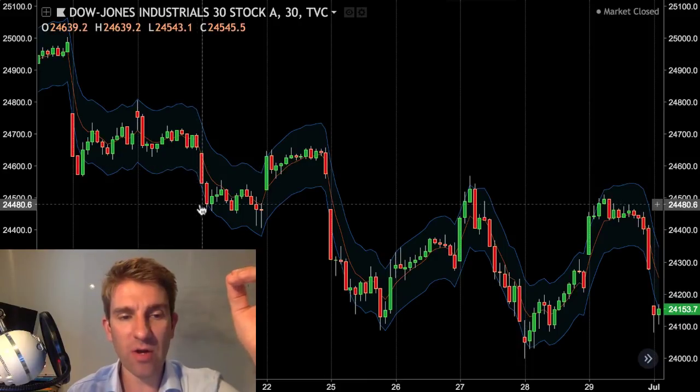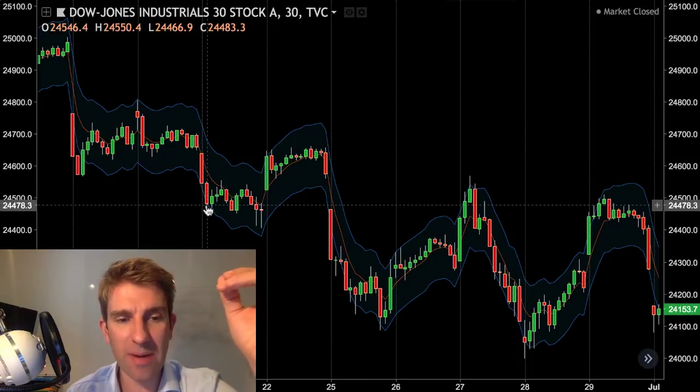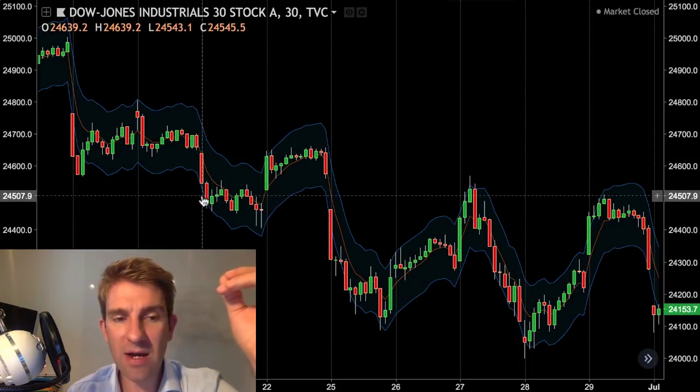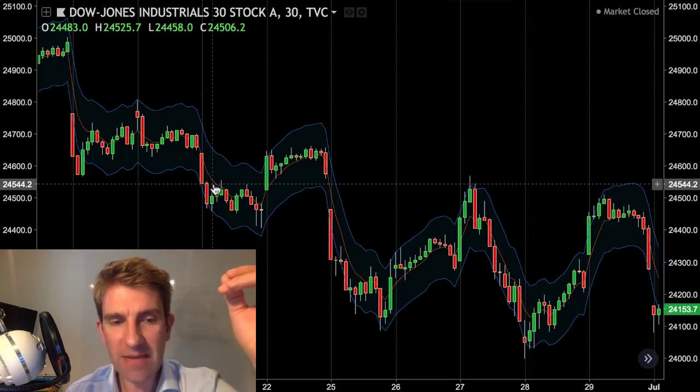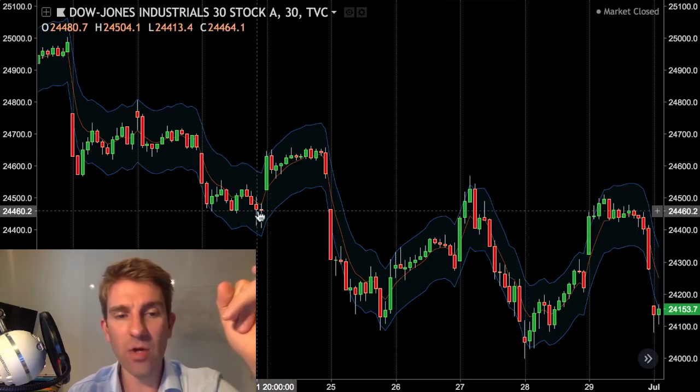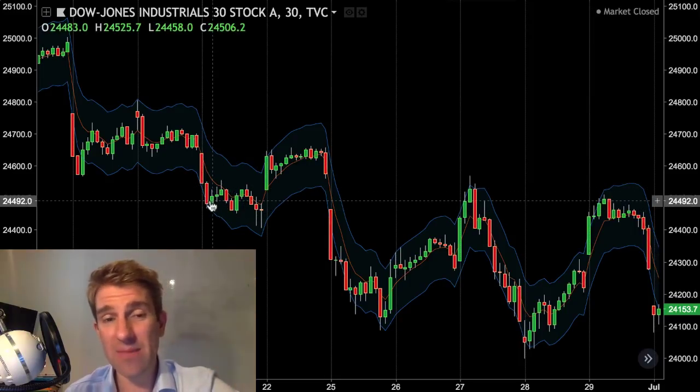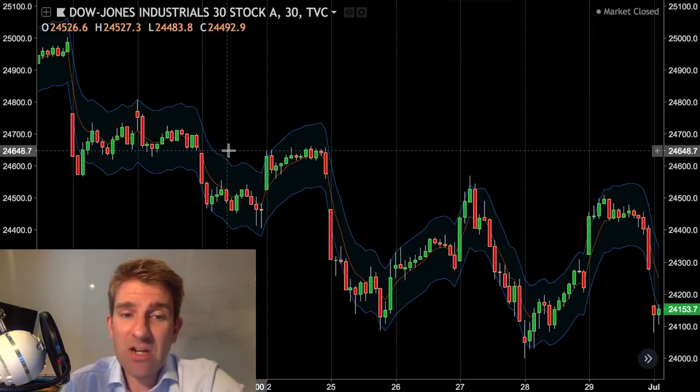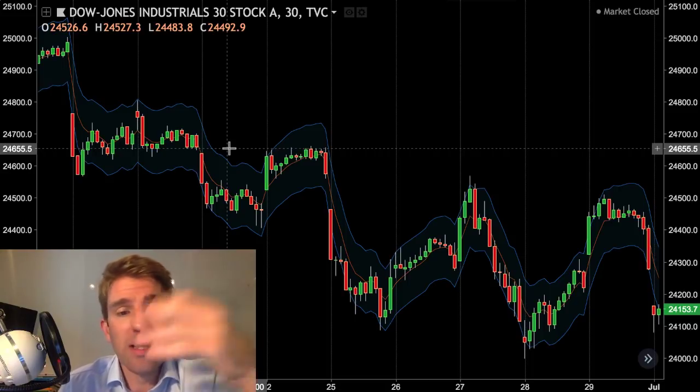Next one, we've got another close here outside of the band, just about. Our entry would be here. Now, if we hadn't scaled some off as we came to the midpoint, this would probably be a loser later on in the day. We did have a chance where this came into profit, but again, do you take it or do you not? It's entirely up to you.